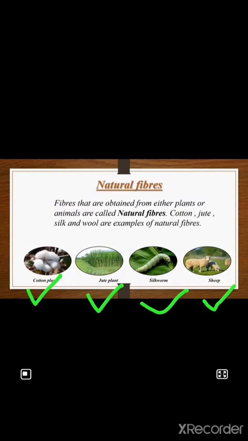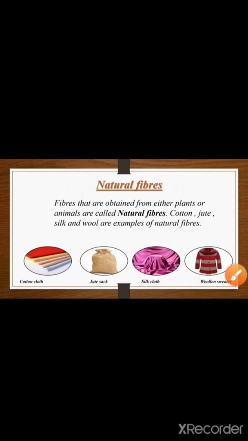Okay. So move on to the next. Here are also some more examples of natural fibers: cotton cloth, jute sack. From jute we make jute sacks. Silk cloth, you can see here silk cloth, and woolen sweater. These are the examples of natural fibers.